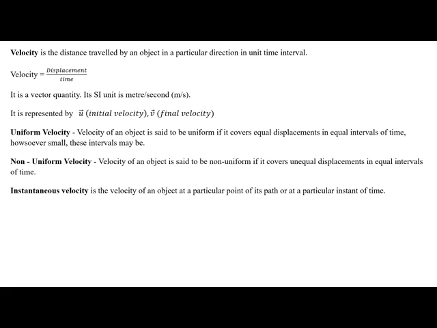So now let us see what is instantaneous velocity. Instantaneous velocity of an object at a particular point of its path, okay, or at a particular instant of time. So when you take the velocity of an object at a particular time, that velocity is called instantaneous velocity. That velocity means the distance traveled by the object in a particular direction. So when the object is traveling in a particular direction, we take the velocity at that point. That is called instantaneous velocity.